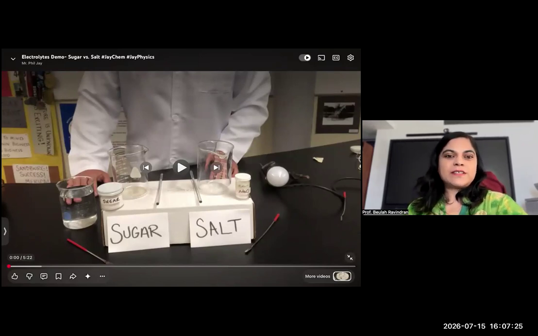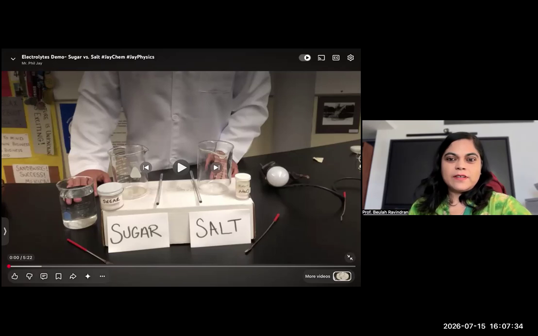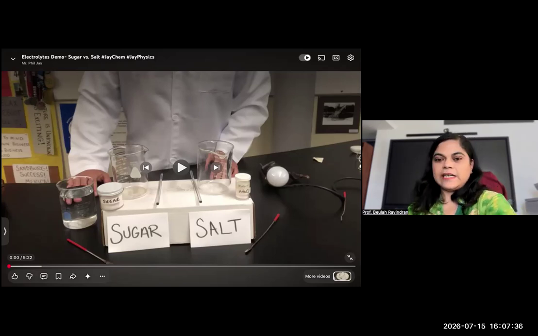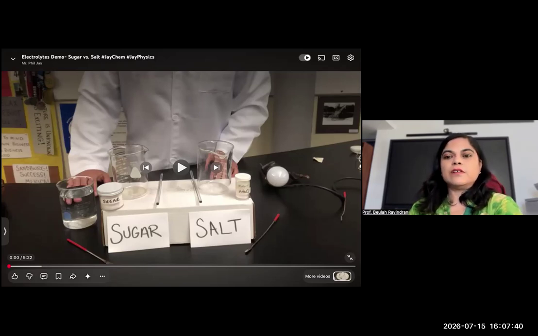Today's topic is that we are going to learn about the conductance of electrolytic solutions. Now, here are two glasses of water. They look completely identical. If we connect a bulb circuit to each one, do you think the bulb will glow the same way in both? Any guesses?